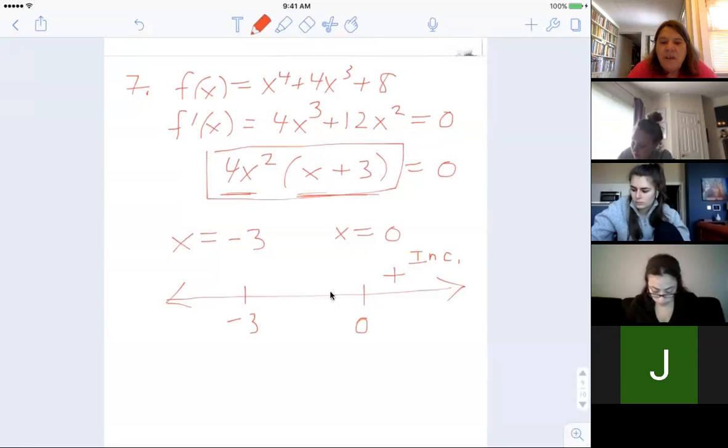Let's look at a test point in here. If I plugged in -1, -1 plus 3 is positive, and -1 squared is positive. The 4 is going to be positive. So I got a bunch of positives here. That means that's going to be positive. So that means it's increasing there.